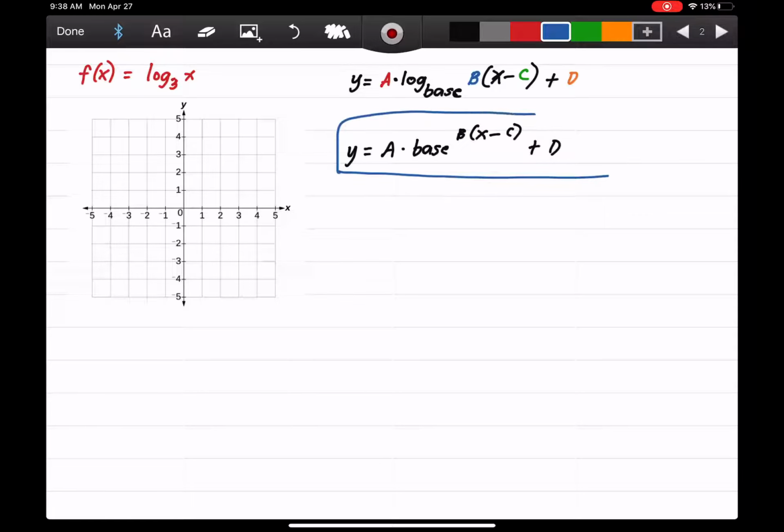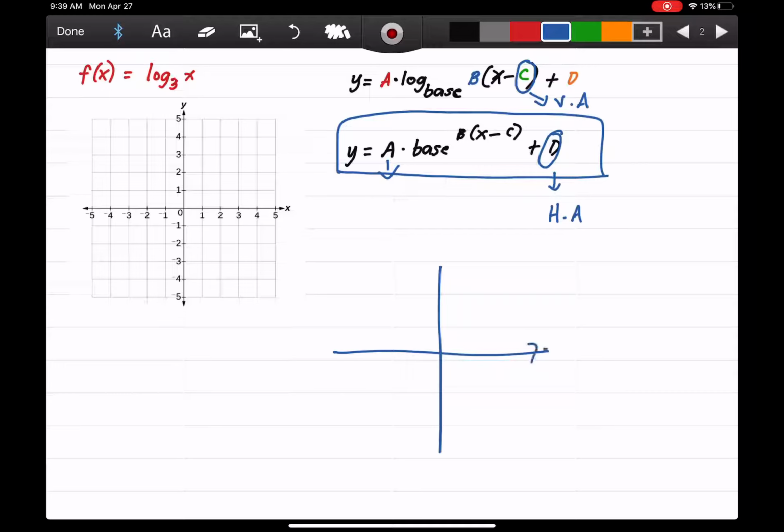Let's first take a look at this exponential function. We know that this d value determines your horizontal asymptote. In the logarithm, we use the value of c, and that's now your vertical asymptote. What about this a value here? Let me graph this real quick.